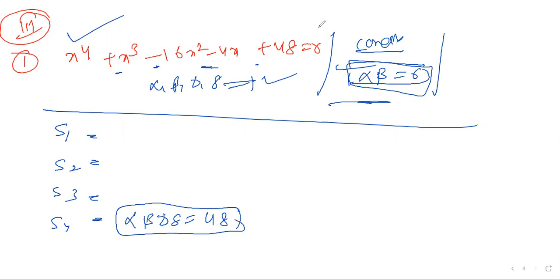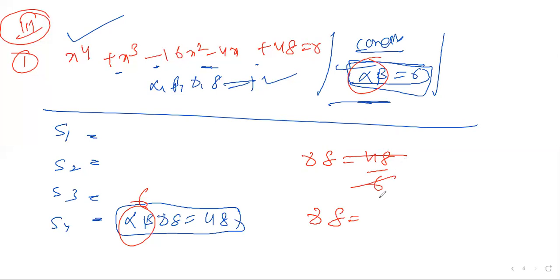So I think you already know alpha beta is equal to 6. Substitute alpha beta is equal to 6. What is gamma delta? 6 into 8 is 48, 6 sevens. Please practice tables. Gamma delta is equal to 8. Okay, you got two things here.